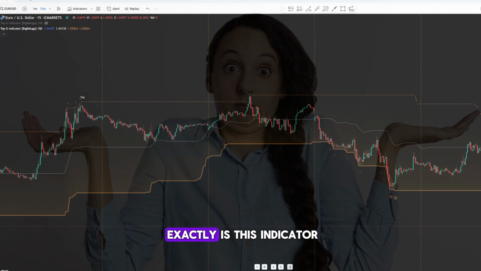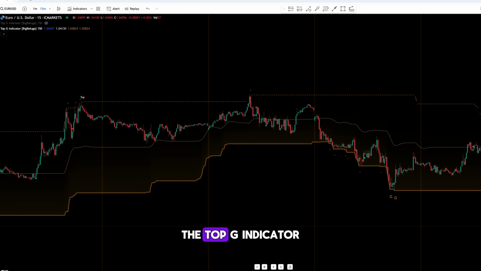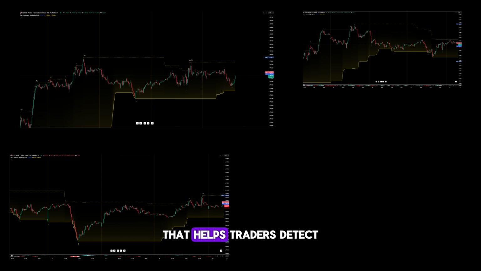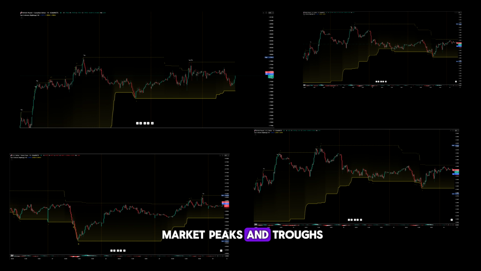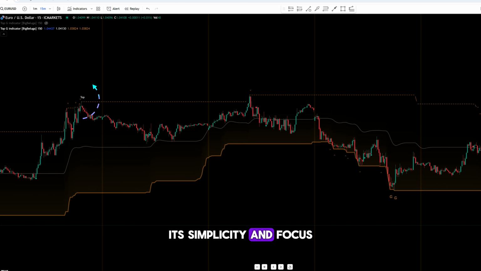You may wonder, what exactly is this indicator? The TopG indicator by BigBeluga is a technical analysis tool that helps traders detect market peaks and troughs. Its simplicity and focus on market extremes make it especially useful for traders aiming to time their entries and exits in both trending and range-bound markets.